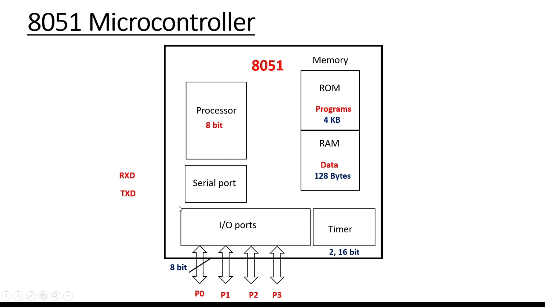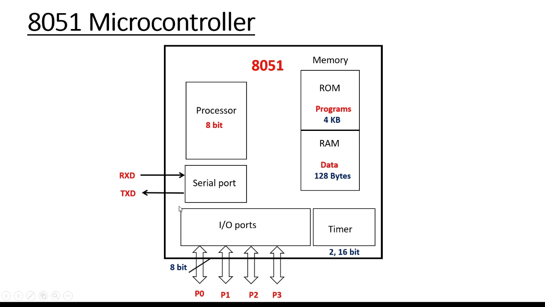And apart from all this, there is a serial port. RXD and TXD are the pins which are used for serial communication. Why is serial communication required? Here we have IO ports, which offer parallel communication. So what is serial communication? In serial communication, data is sent bit by bit, and in parallel communication, data is sent in parallel. At a time, a chunk or group of data is sent.